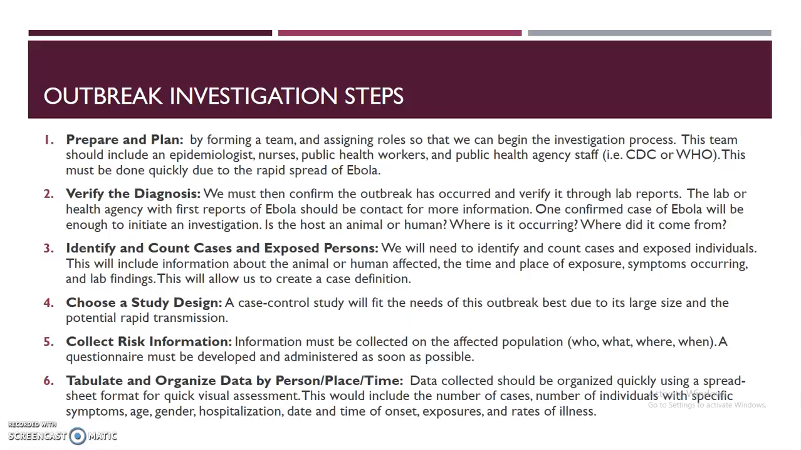The outbreak investigation process has several steps. It starts by preparing and planning. This happens pretty quickly once an outbreak has been identified: forming a team, assigning roles, and getting connected with the bigger public health agencies like the CDC or the WHO, especially when it's a global outbreak or the potential is for it to be global. This is a rapid spread disease, so it needs to happen pretty quickly.